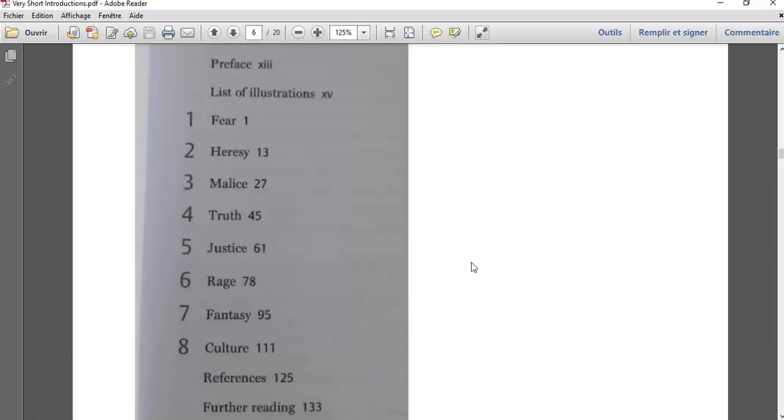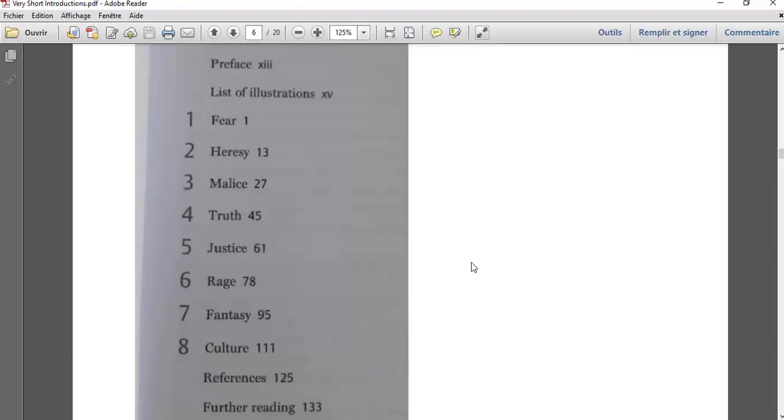Of course, I know that you are familiar with that. You haven't waited for me in your first year at the university to explain to you how you use a table of contents. The thing I wanted to insist on, though, is the fact that the titles of the various chapters can be very useful to understand some aspects that you may not have been aware of. Fear, heresy, malice, truth, justice, rage, fantasy, and culture.